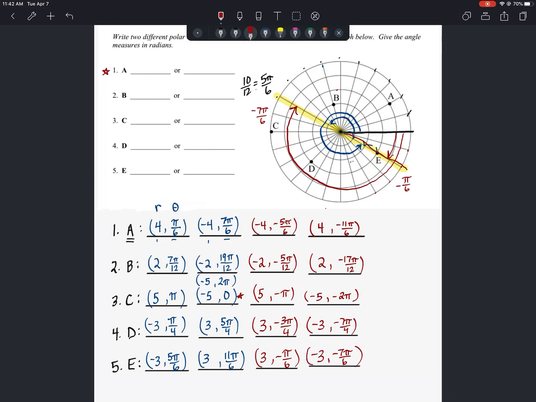And those are all the possible answers you could have for numbers 1, 2, 3, 4, and 5.